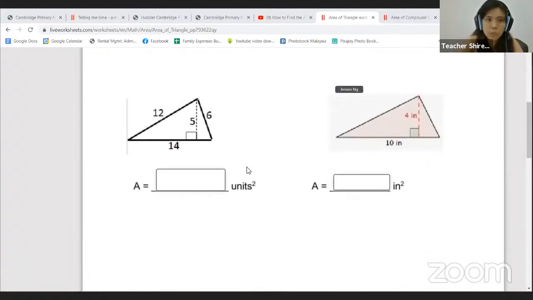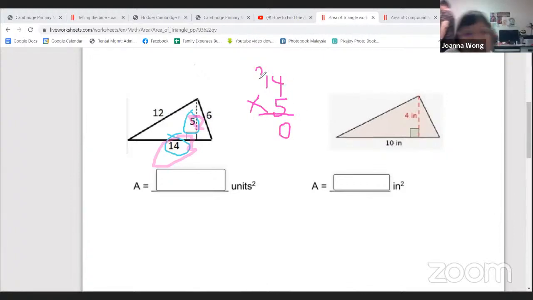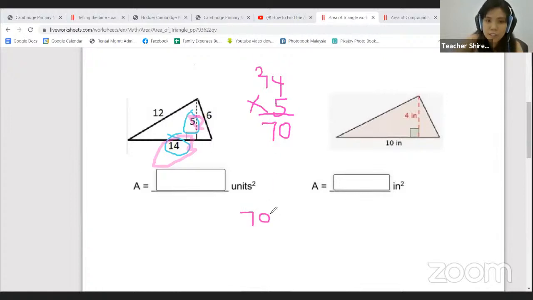Okay, this one, which is the base and which is the height? Please type in the chat. Very good, that's the base, that's the height. Very good. So you need to do 5 times 14. So 5 fours are 20. 2, 1, 5, 5. Plus 2, 5, 6, 7. So 70. 70, it's half. So you need to divide it by 2. So you just look at 7.